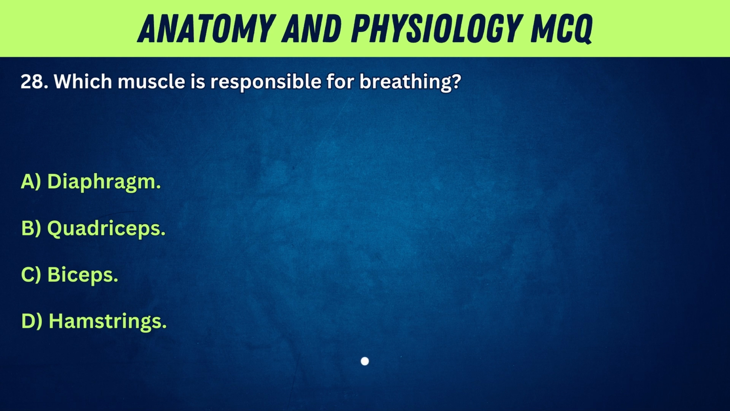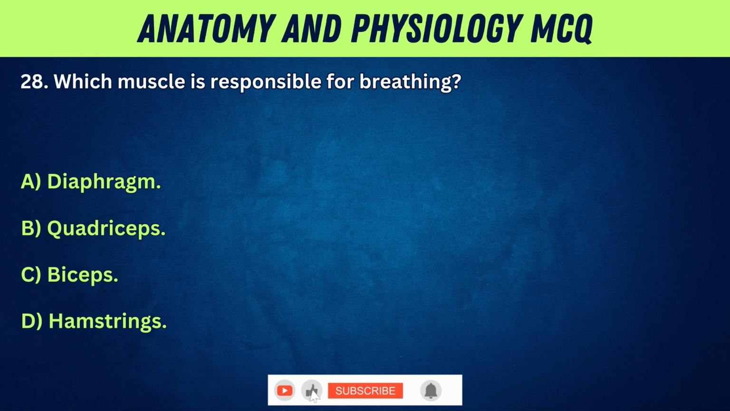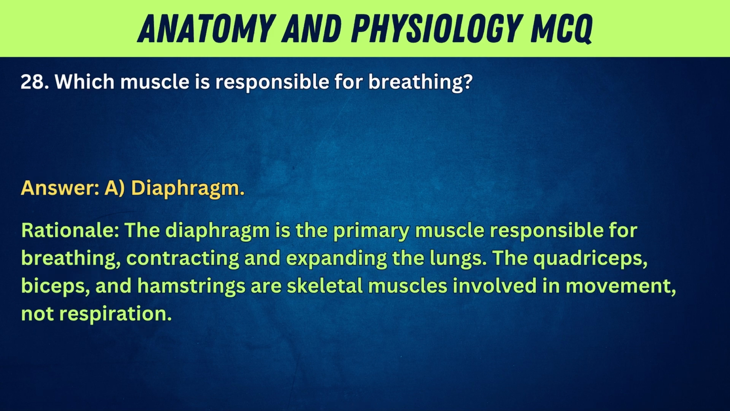28. Which muscle is responsible for breathing? A. Diaphragm. B. Quadriceps. C. Biceps. D. Hamstrings. Answer: A. Diaphragm. Rationale: the diaphragm is the primary muscle responsible for breathing, contracting and expanding the lungs. The quadriceps, biceps, and hamstrings are skeletal muscles involved in movement, not respiration.